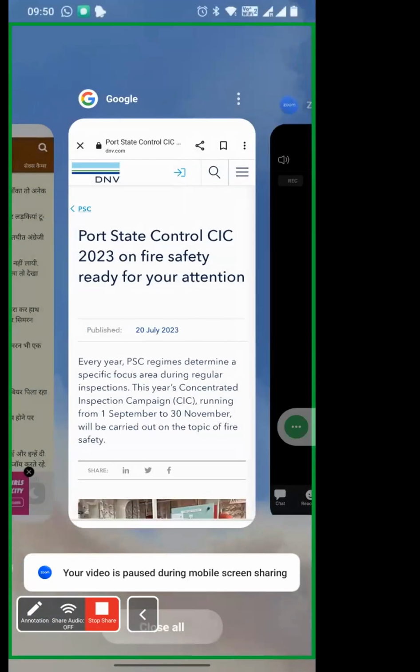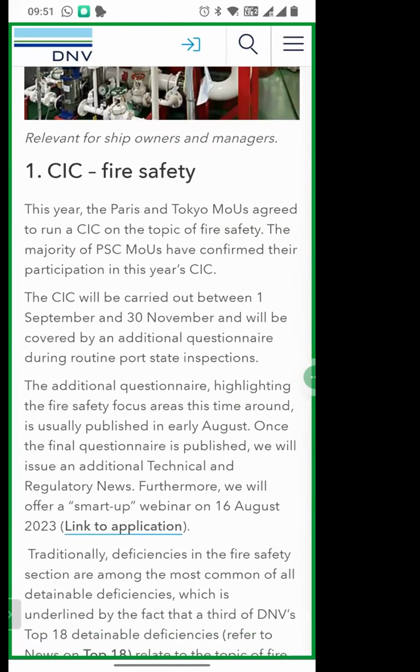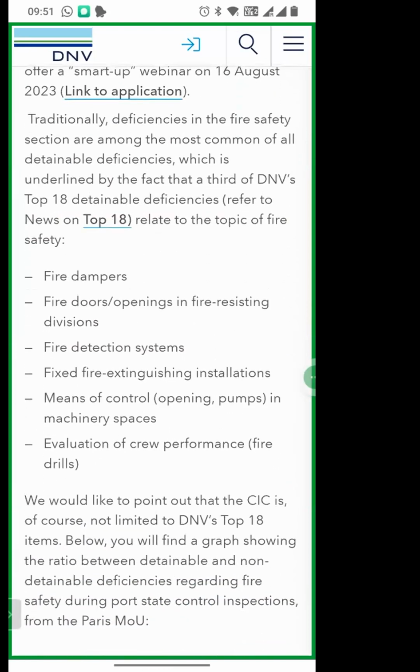Okay, I'll give you. देखो आप लोग, ये 2023 का है. 1 सितंबर से 30 नवंबर तक पेरिस जो है, that will be focusing on fire safety. इनका टॉपिक जो रहने वाला है कंसंट्रेटेड इंस्पेक्शन कैंपेन का, that will be fire safety. Can you guys see that? Yes, sir. ओके, आगे हम लोग देखेंगे कि फायर सेफ्टी में what all things they will verify.